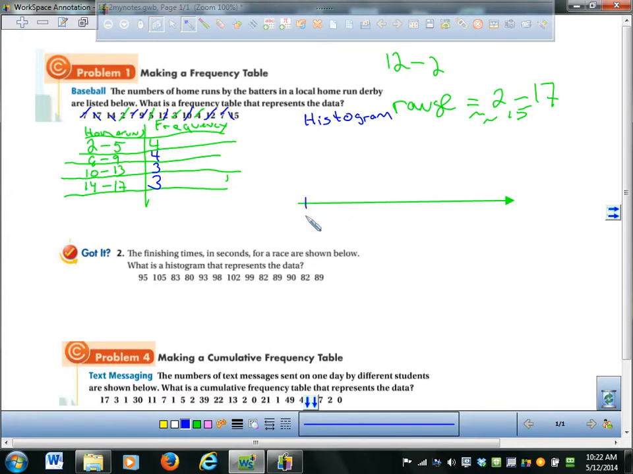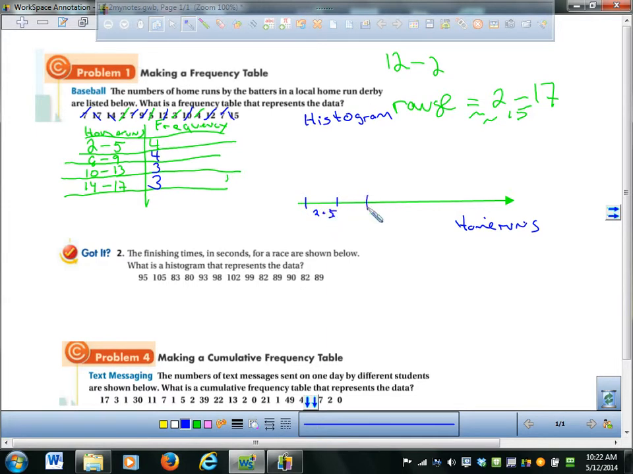So from 2 to 5. So in this bar, so this is frequency over here. No, that's not frequency. This is number of home runs. So this is home runs. And then on the bar graph, it's going to be home runs, okay? And on the bar graph, it's going to be the frequency, but we'll come back to that. So then I'm going to go 2 to, you know what? Don't do it like that. In between here is from 2 to 5.